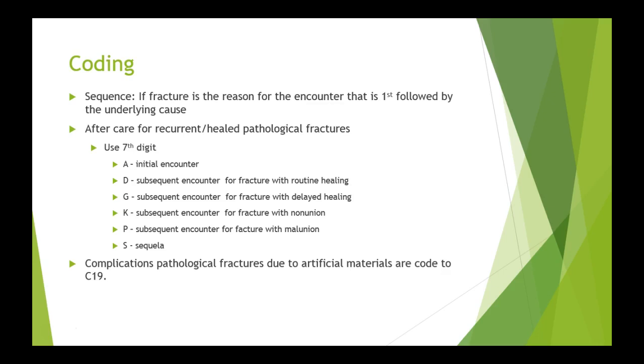Coding. The sequence for coding a fracture, and this again is specifically pathological fractures, is to code the reason that the patient is there today for the encounter primarily first, followed by any other secondary codes that are necessary. So if they're there today for the fracture, we're going to code that first, followed by the underlying cause of the pathological fracture.